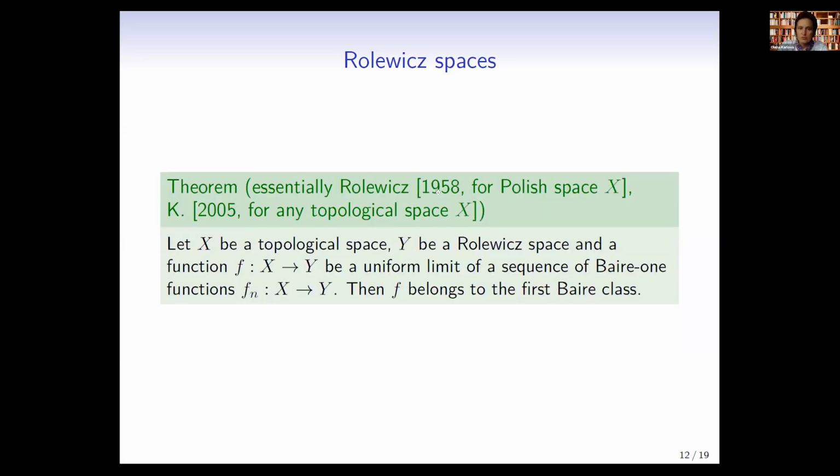And so he proved for Polish spaces the next result, which I generalized, but essentially it was a proof of Rolewicz. If X is a topological space and Y is a Rolewicz space, then the class of Baire-1 functions between X and Y is closed under uniform limits.